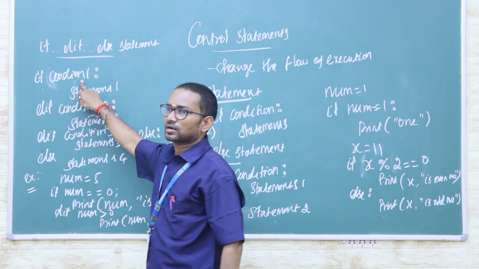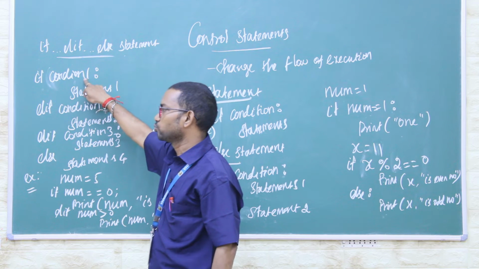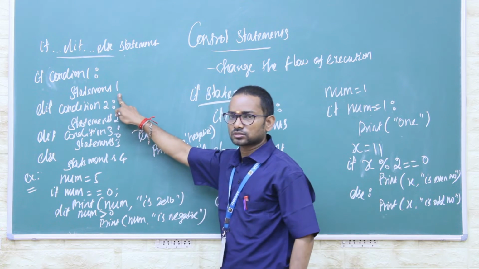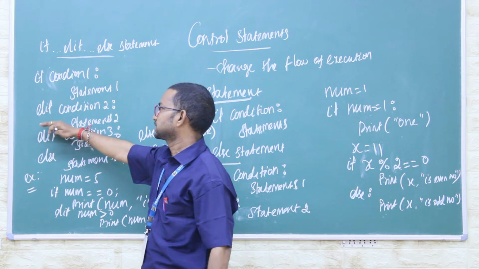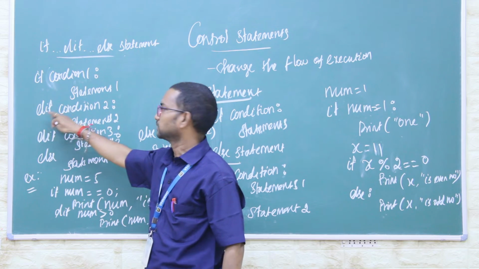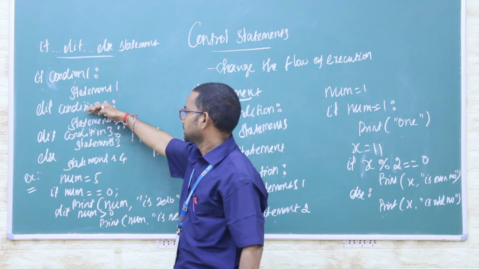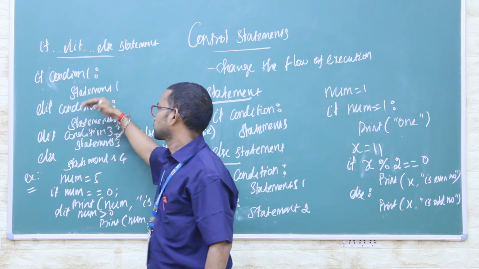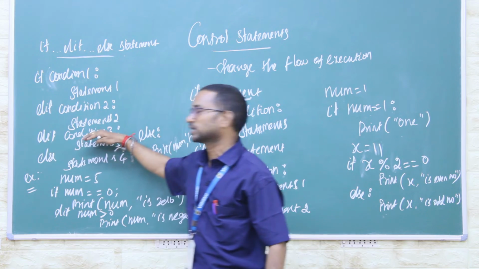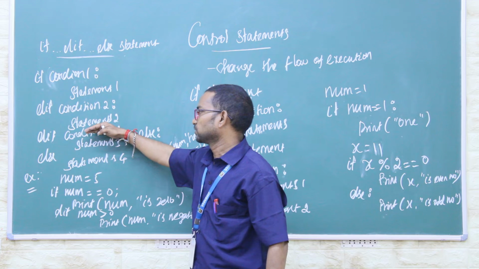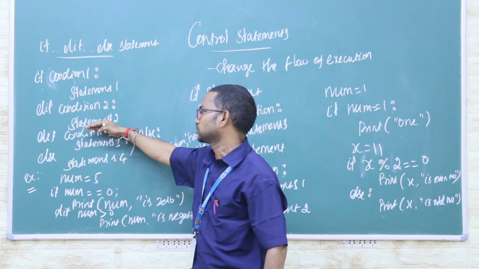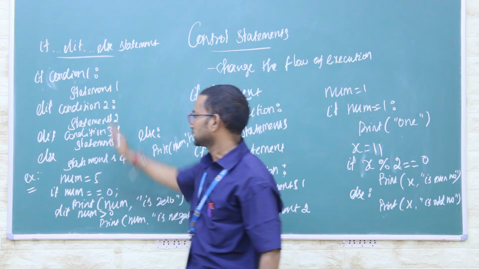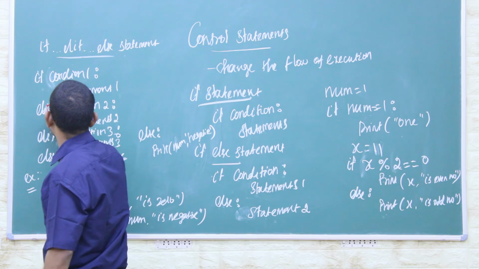If condition 1 is true, statement 1 is executed. Suppose condition 1 is false, then next it checks the elif condition 2. If condition 2 is true, statement 2 is executed. Suppose condition 2 is false, then next we check condition 3. If condition 3 is true, statement 3 is executed. If it is false, statement 4 is executed. This is the syntax of the if-elif-else statement.